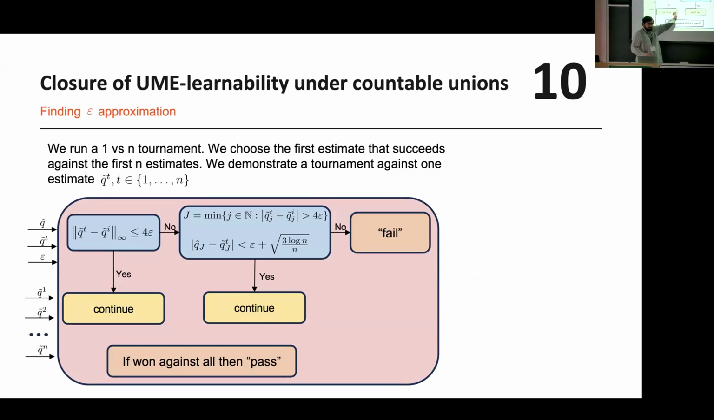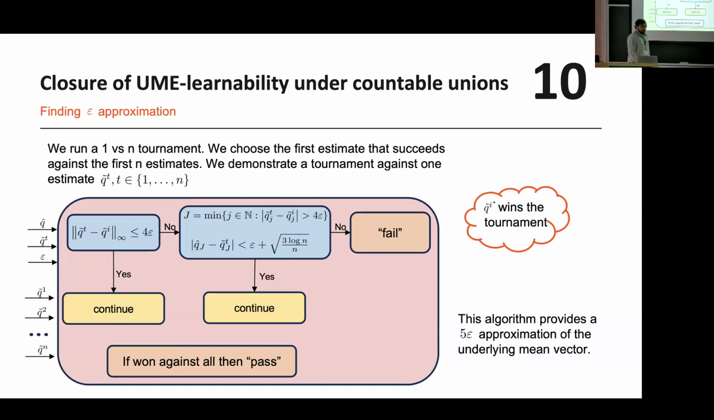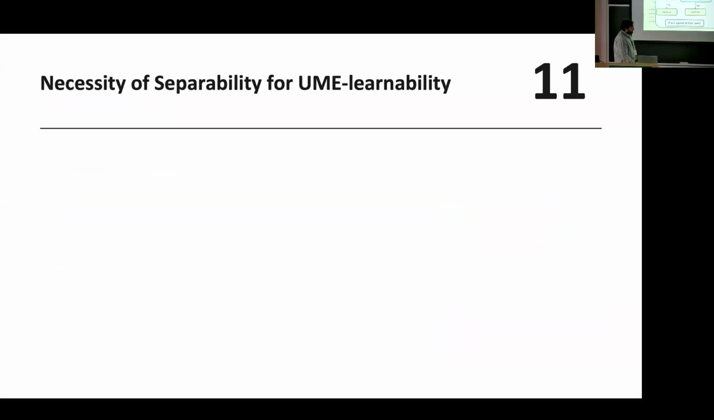If it is more than 4 epsilon, there exists one coordinate where it is more than 4 epsilon. And now if my Q tilde t is closer to the empirical mean, then we say that Q tilde t actually passed the test. And if it succeeds against all of those first n estimates, then we say that Q tilde t succeeded across all of them, and it passed the survival test. Note that Q tilde i star wins this tournament. And therefore, we get a 5 epsilon approximation. And then we can use our previous technique to find the true mean vector.